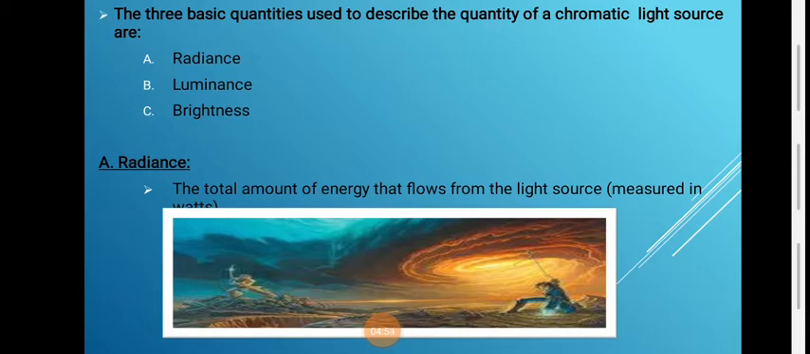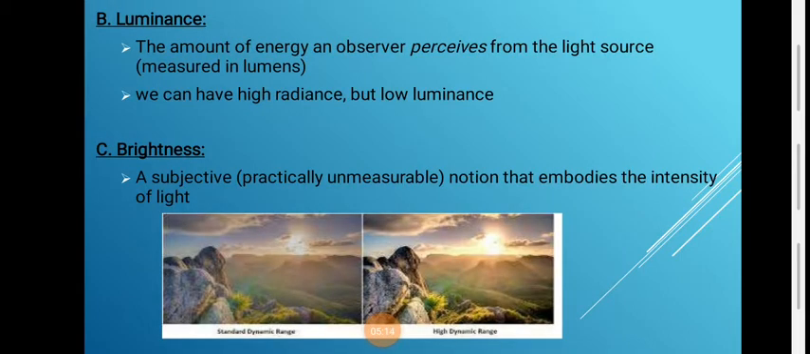There are three basic quantities that describe the chromaticity of light: radiance, luminance, and brightness. Radiance is the total amount of energy that comes from a light source, measured in watts. Luminance is the measure of the light intensity perceived from the light source by a human, and the unit is lumens. Brightness is how much intensity of light is present in that object.